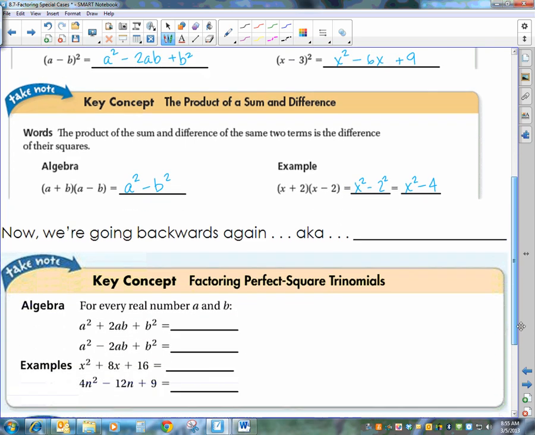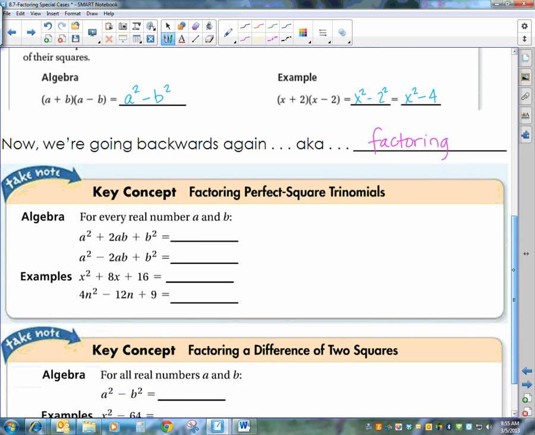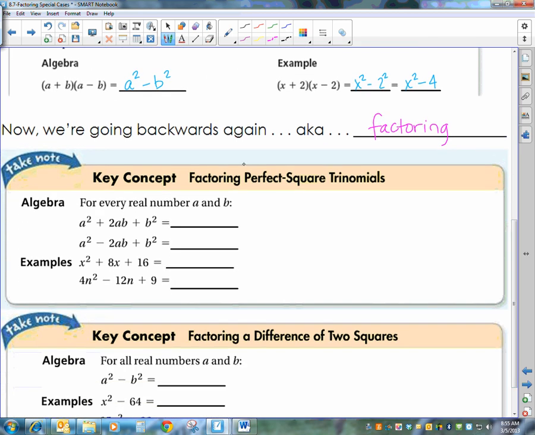So what are we doing now? We're going backwards, also known as factoring, and we are going to be given the trinomial, which is called a perfect square trinomial. It's called a perfect square trinomial when the first term is a perfect square, the last term is a perfect square, and there's our 2ab in the middle, which is the square root of each of these multiplied by 2. So just going backwards from what we just looked at, this one becomes a plus b quantity squared. This one will be a minus b quantity squared.